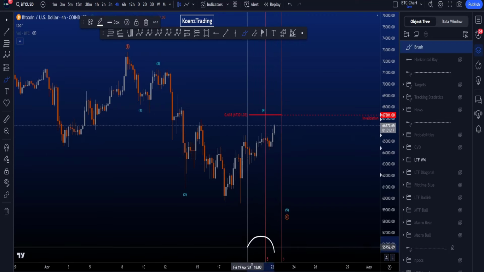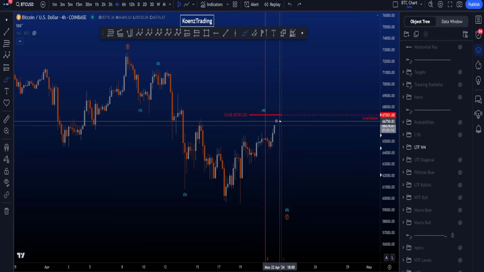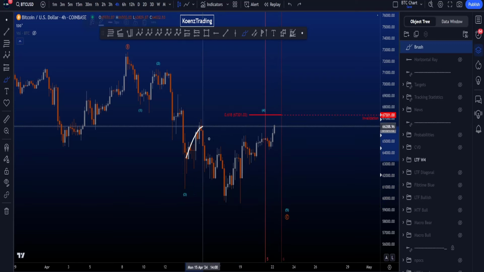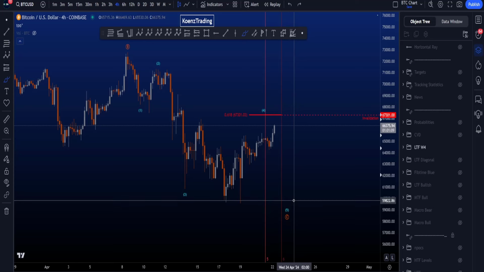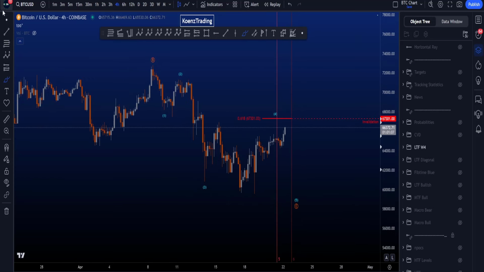Time-wise, we are now also ranging after the 5 fib time, and it doesn't look close to any ending of a sub-degree wave 4 here and a move down in the wave 5 at the moment. So the probabilities aren't great.